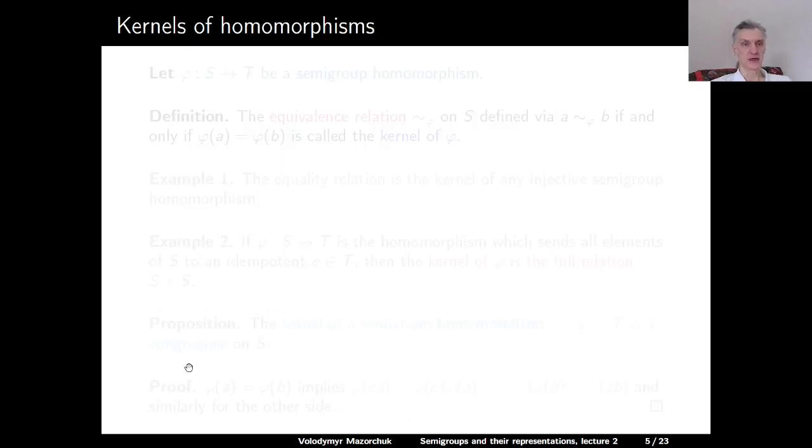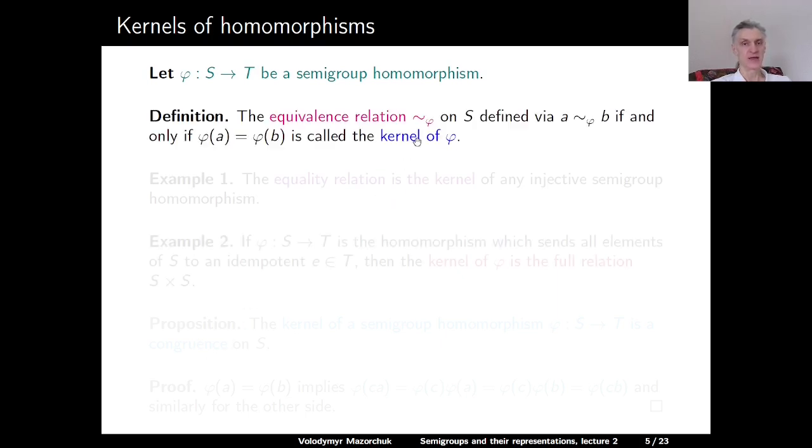Next, let us talk about kernels of homomorphisms. Let phi be a semigroup homomorphism from a semigroup S to a semigroup T. Definition: the equivalence relation tilde sub phi on S is defined as follows. A is tilde sub phi equivalent to B if and only if phi of A is equal to phi of B, where A and B are elements in S. This is called the kernel of phi.